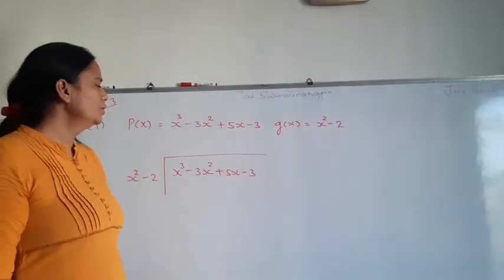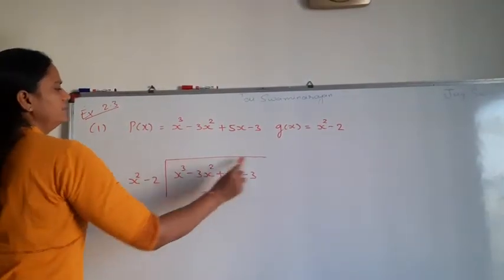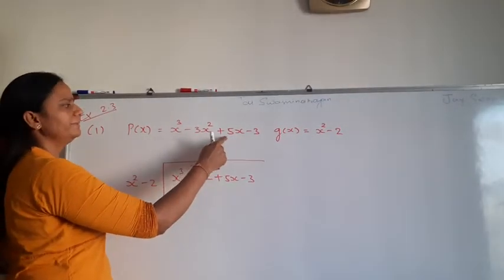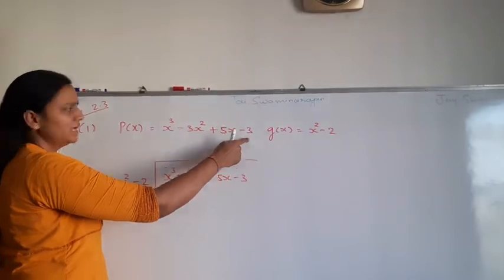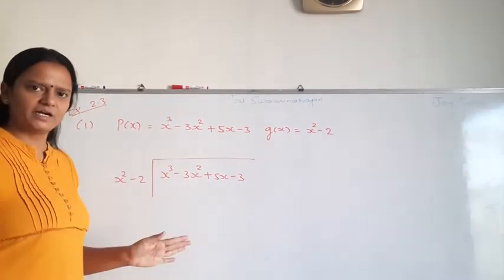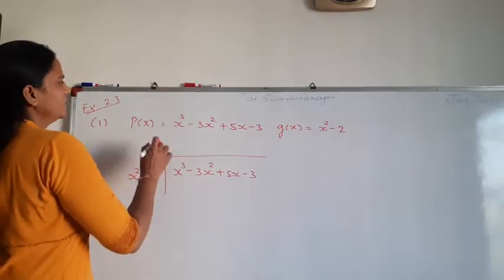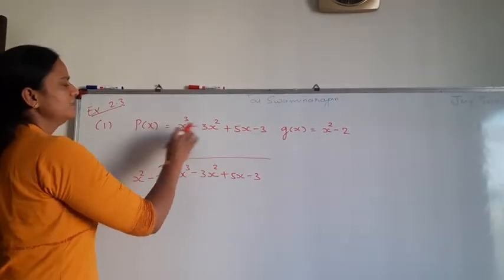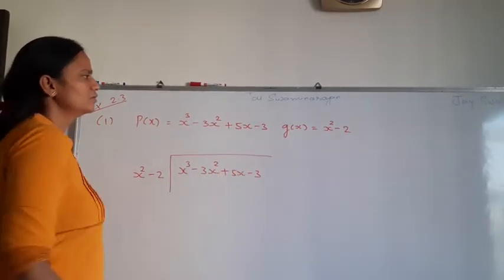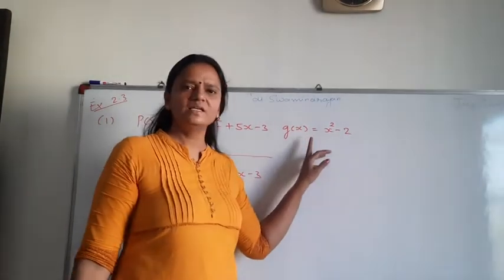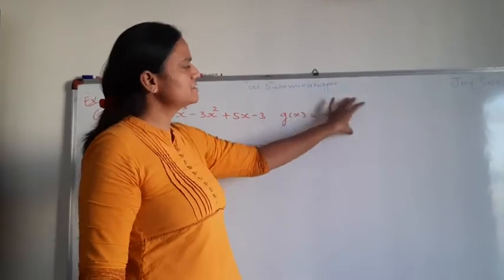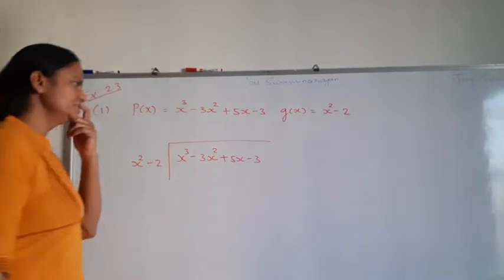Okay, so here I have written p(x). P of x is x cube minus 3x square plus 5x minus 3. Here you can observe that p(x) is already in standard form. Standard form means it should be in decreasing order of its power. So it is 3, 2, 1, and here the constant term is not there. Similarly g(x) should also be in its standard form. So x square minus 2.